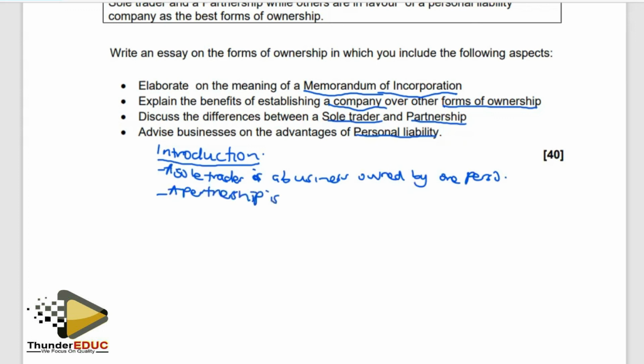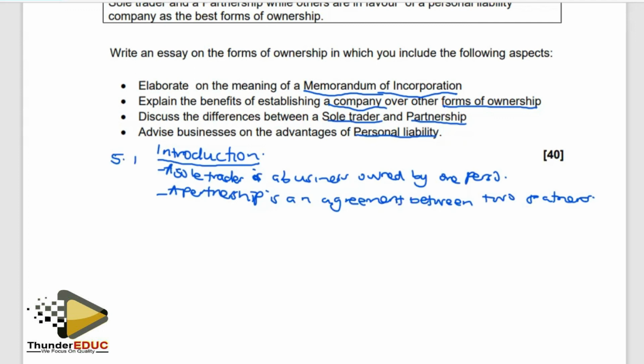You can also say, on your second point, a partnership is an agreement between 2 partners. This could be your introduction. You can choose any of them. This could be your first heading, 5.1. So you can go to the gist of the matter.